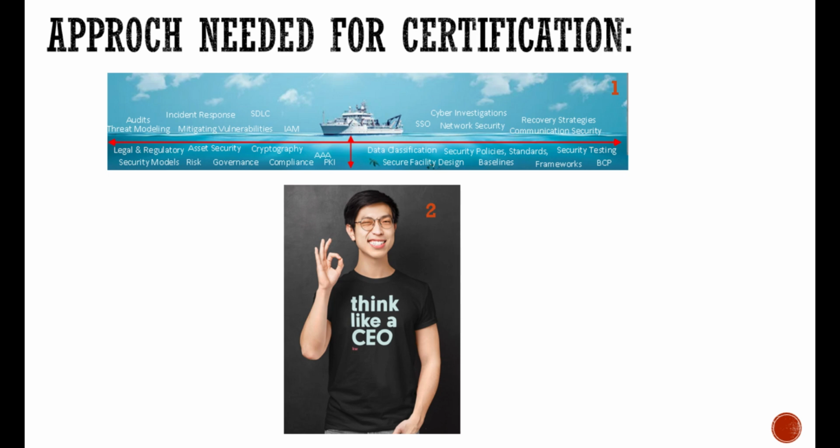Secondly, to succeed, it is essential to adopt a managerial mindset. As mentioned earlier, this is a managerial certification. So think like a CISO or a CEO. You will need to set aside your technical skills and technical hat while studying and preparing for the exam. So keep this in mind that it's a managerial certification.